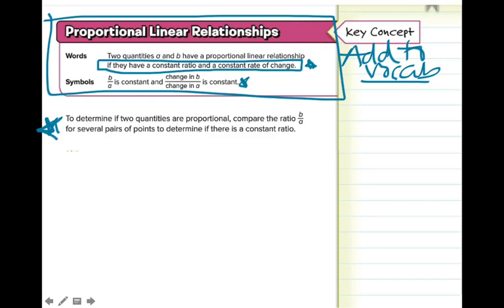And a little side note, with the B and the A, if you want to change that to an X and a Y, or a Y and an X, that's okay too. So every time you see a B, if you want to make that a Y and the A is an X, that works too. So you could say Y over X is constant. Okay. But that's up to you.